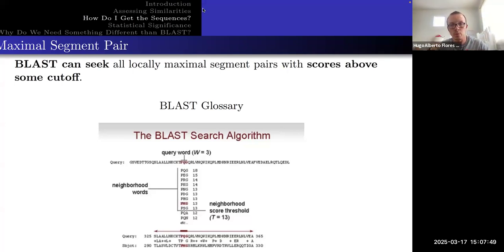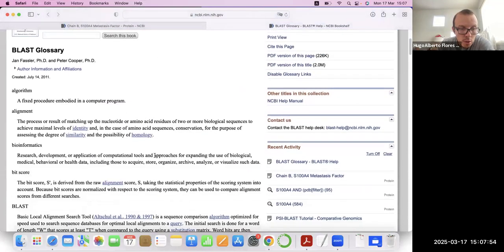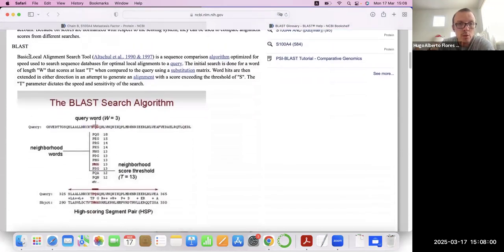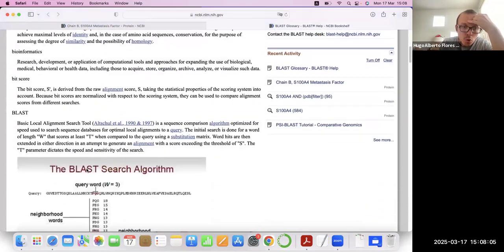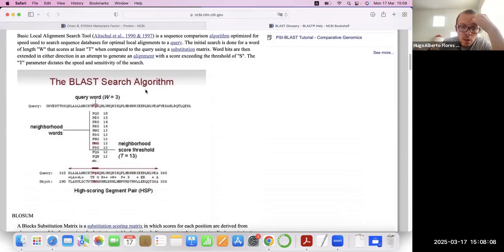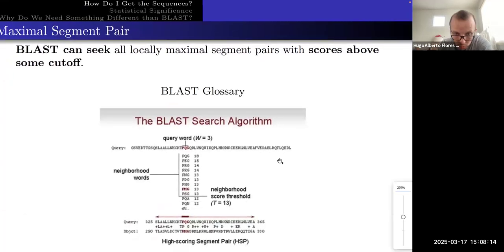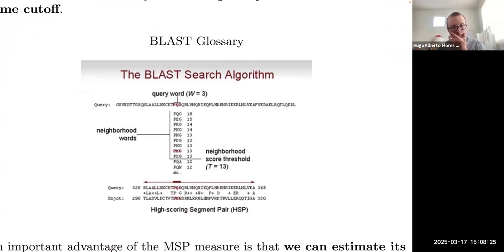Give me a second. Okay, in the BLAST glossary, you can find some information about the meaning of each case. This figure that I'm showing you here is in the BLAST glossary. You go for the word BLAST, and you can find the same image and some explanation as the one that I'm going to try to explain right now. So you have the query, that is the full sequence, and you are using a query word. In this case, you choose that the length of the word is 3. This is something like a parameter.